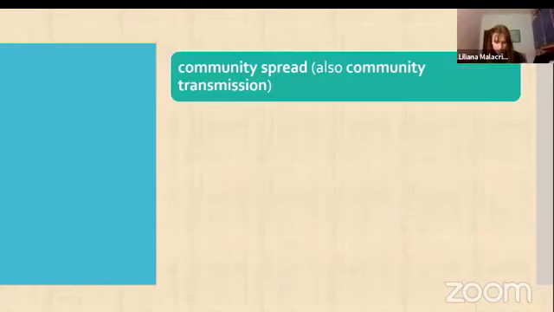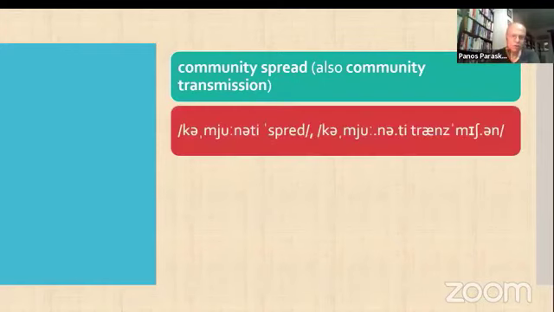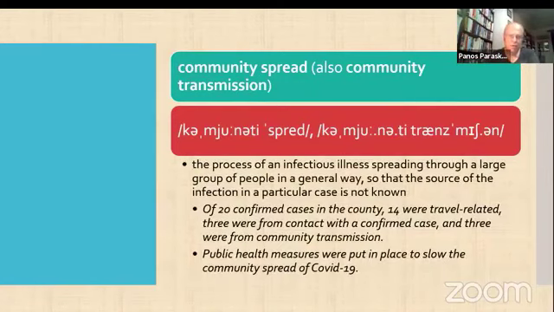And the last one is community spread or community transmission. It can be found in at least 2 forms. And this refers to the process of an infectious illness that spreads through a large number of people in a general way so that it's difficult to trace the source.